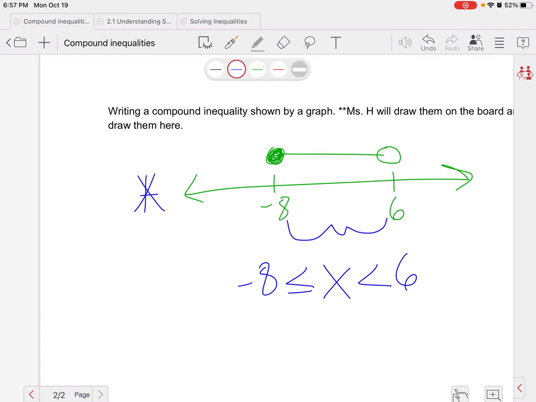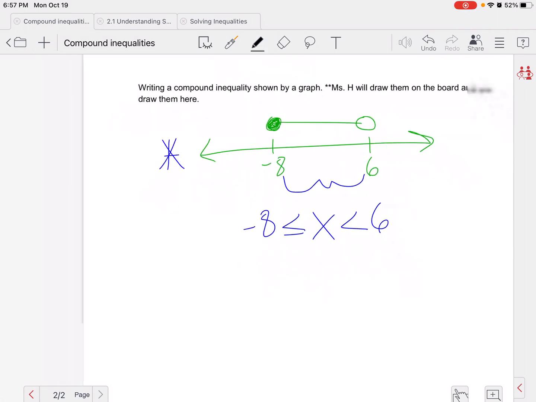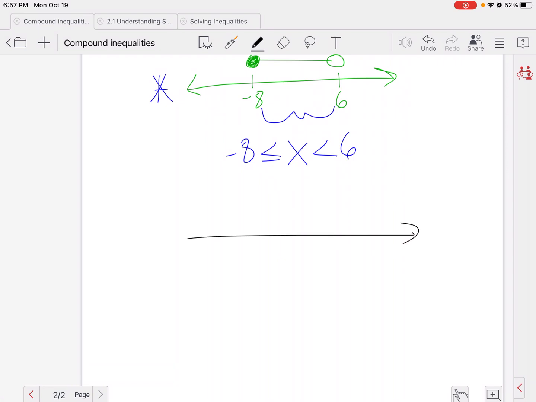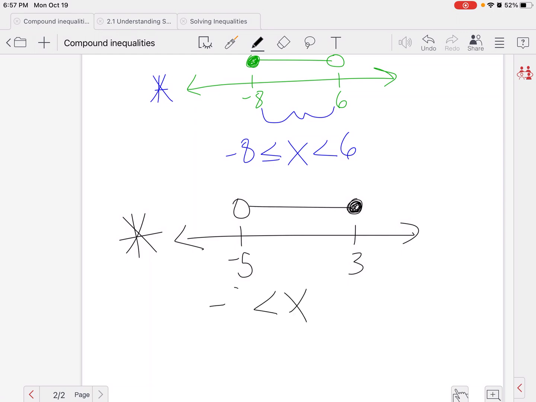Okay, let's try one more. Let's say we have -5 and 3. And we're going to have a closed dot over the 3 and an open dot over the -5. Go ahead and write out a statement for me. Oh, and there's between, sorry guys. So this would be x is greater than -5, but less than or equal to 3.